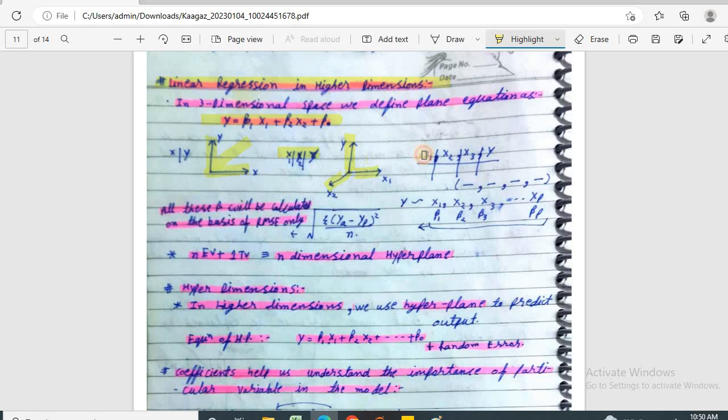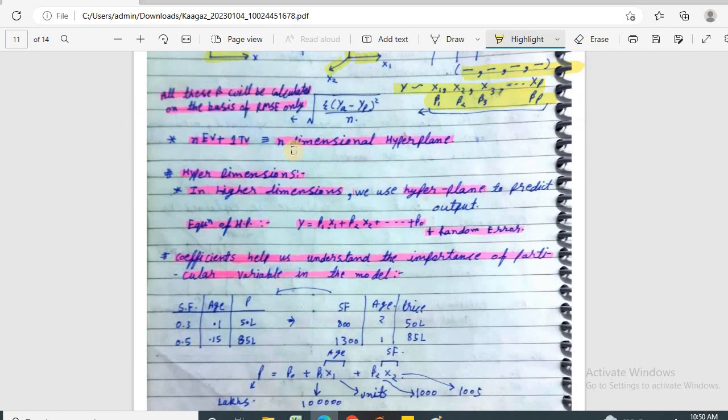If we have more variables like x1, x2, x3 and target variable y, we have an equation in another dimension. Here y depends on x1, x2, x3 and all, so we need to calculate all the betas related to those. Those betas will be calculated on the basis of RMSE only. So if we have n explanatory variables and one target variable, we need to draw an n-dimensional hyperplane.